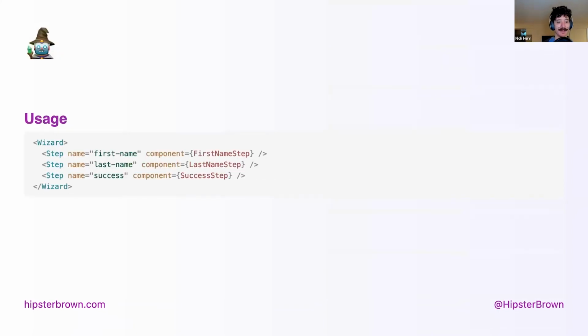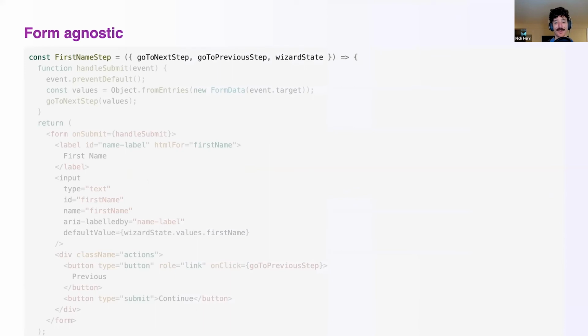And so looking back at the Dream API we had before, we can see that we have our wizard and we have our steps. And so let's look at what it looks like to create our components for each of those steps. Like I said before, we wanted to keep it form agnostic, which means that I don't need to use Formik or any other form library. I can choose regular HTML forms integrated with React.